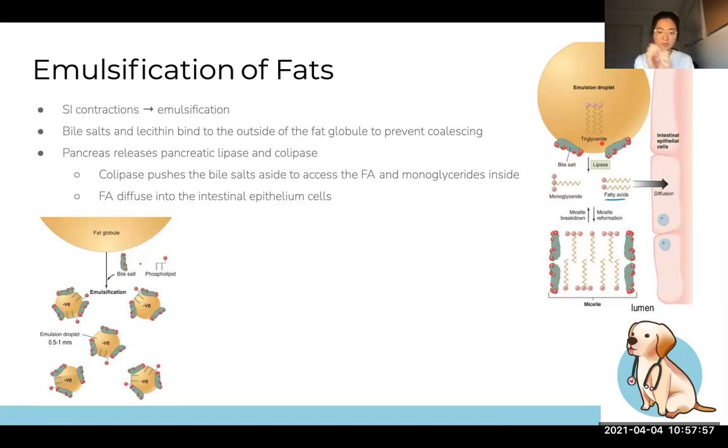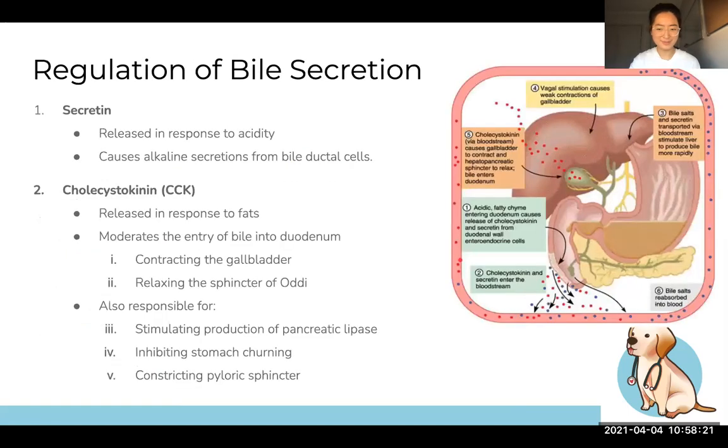and that's going to prevent the fat droplets from coming together. Once you've got these separate little fat droplets, then you've got pancreatic lipase and colipase basically pushing aside the bile salts to access the fatty acids and monoglycerides inside the fat droplets, and that's what causes the digestion of the fat. That's pretty much all there is for that.